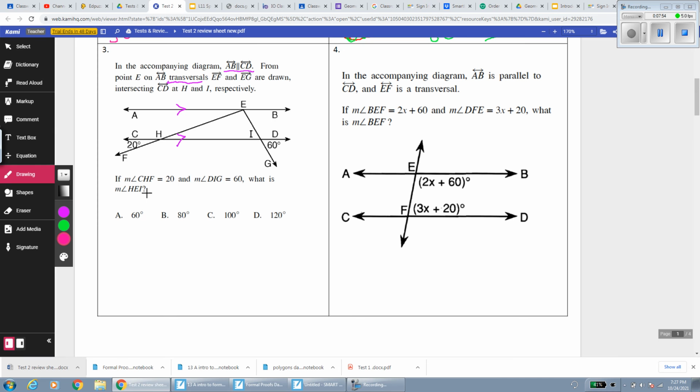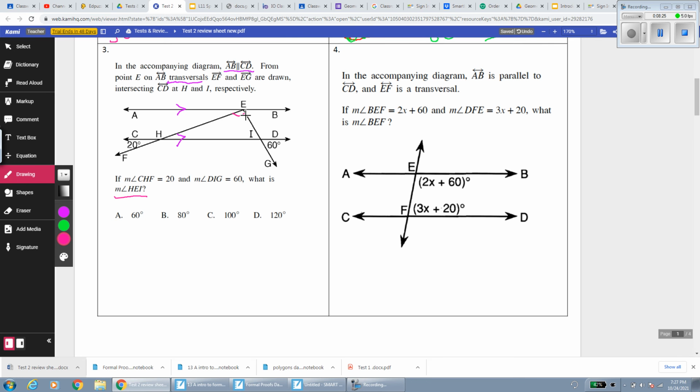So we know that the measure of angle CHF is 20 degrees, and they put that in for us in the diagram already, so we don't even have to do that. That's really nice of them. And the measure of angle DIG is 60. Once again, they filled that in for us, so that's very nice that they did that. We don't have to fill that in ourselves. And we're looking for the measurement of angle HEI. So HEI is in the middle. So this is the angle that we're ultimately trying to figure out.